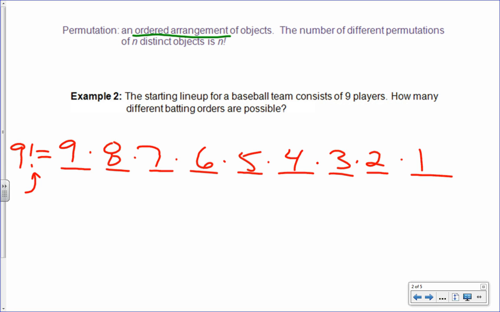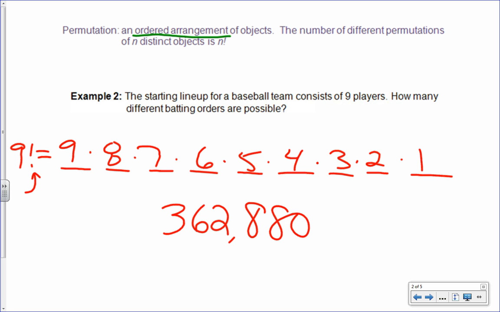Because what did you get? I heard 362,880. So that's just with 9 players, and assume that most teams have more than 9 people, right? So then it makes things interesting. That's just taking your 9 starters and jumbling them up. You can jumble them up that many ways.